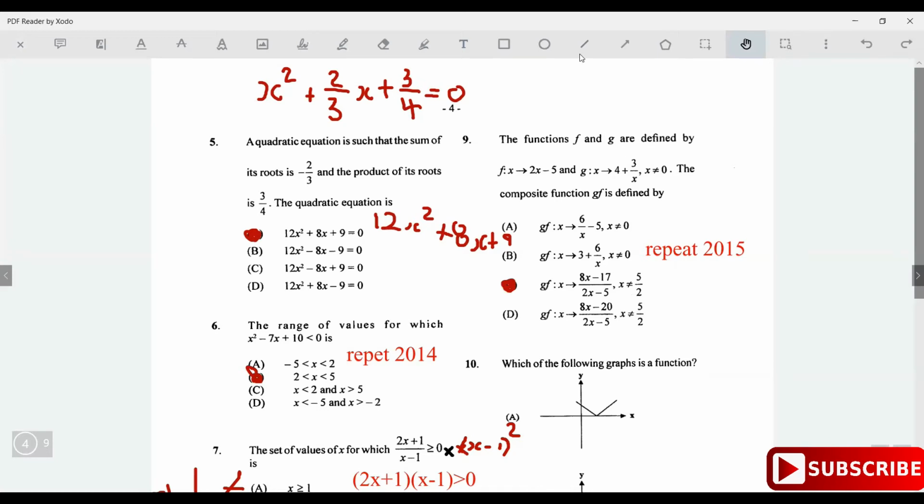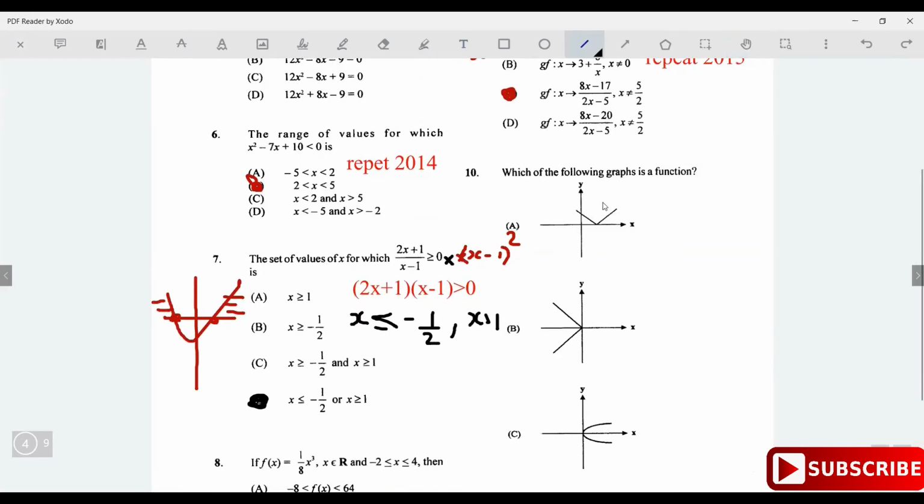Which of the following is a function? To determine if it's a function, I do a vertical line test. As you can see, 2 points of intersection. So 2 y values mapping to 1 x value. And so this right here is not a function. This one, not a function as well. 2 x values. So now it's option A. Easy. Moving right along.